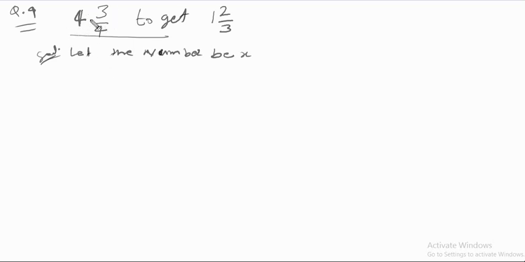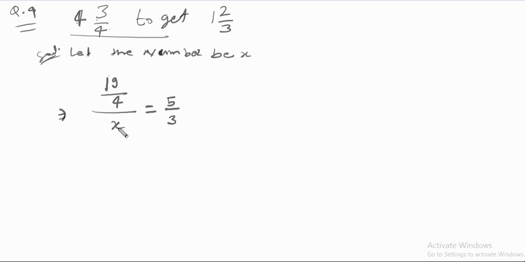Let us first convert this into rational form. 4 4s are 16 plus 3, 19 upon 4. So it will be 19 upon 4, and if we divide it by x, then 3 1s are 3 plus 2, 5 by 3. Then it will come 5 by 3. Understand this? Whatever the value of x comes out to be will be our answer.